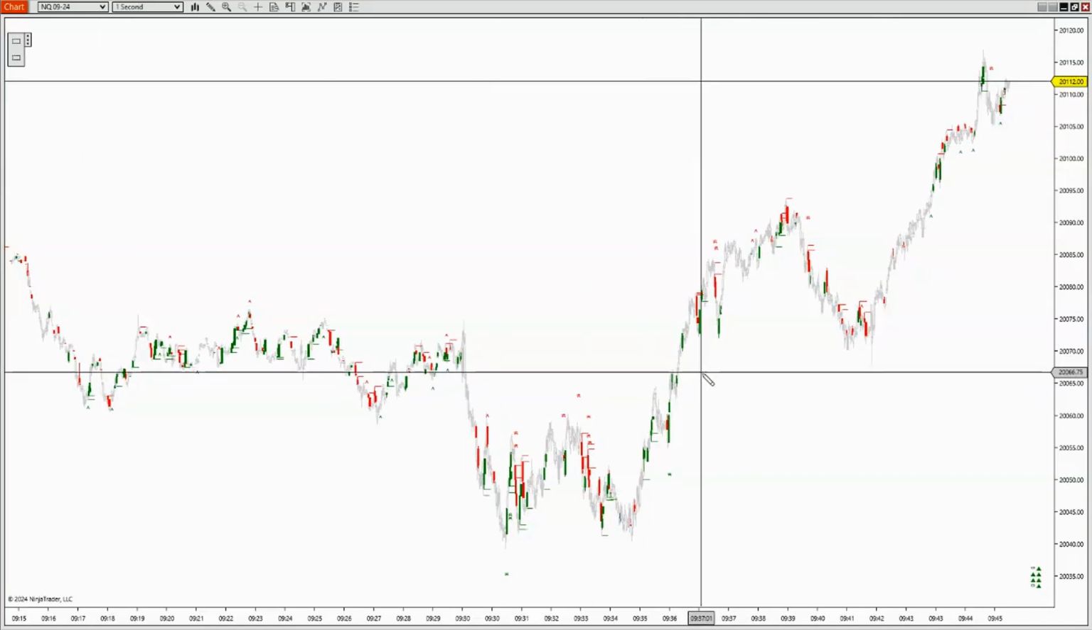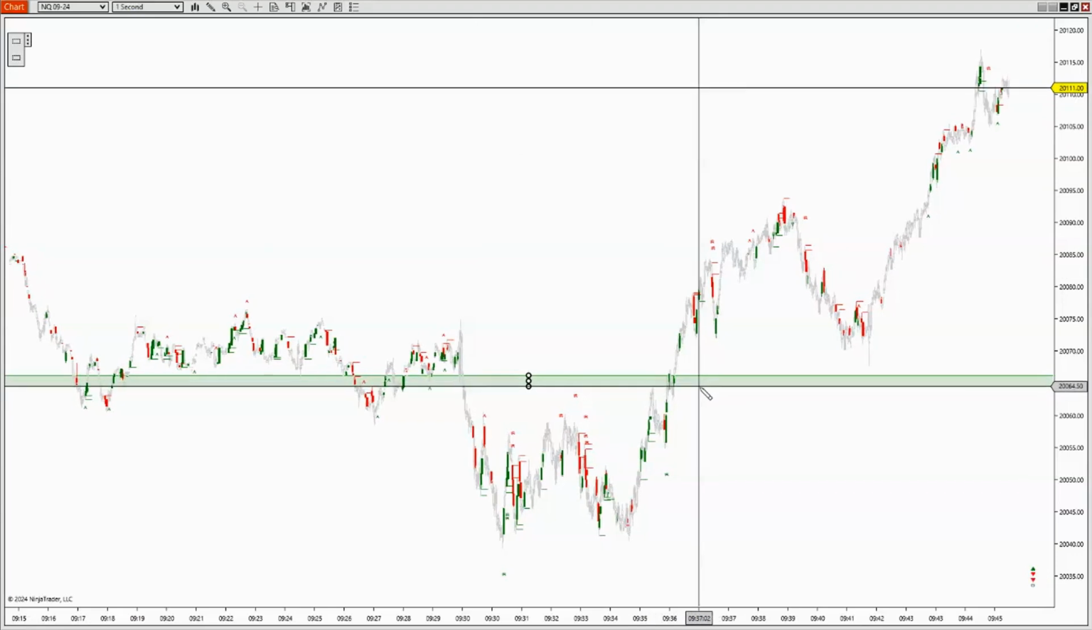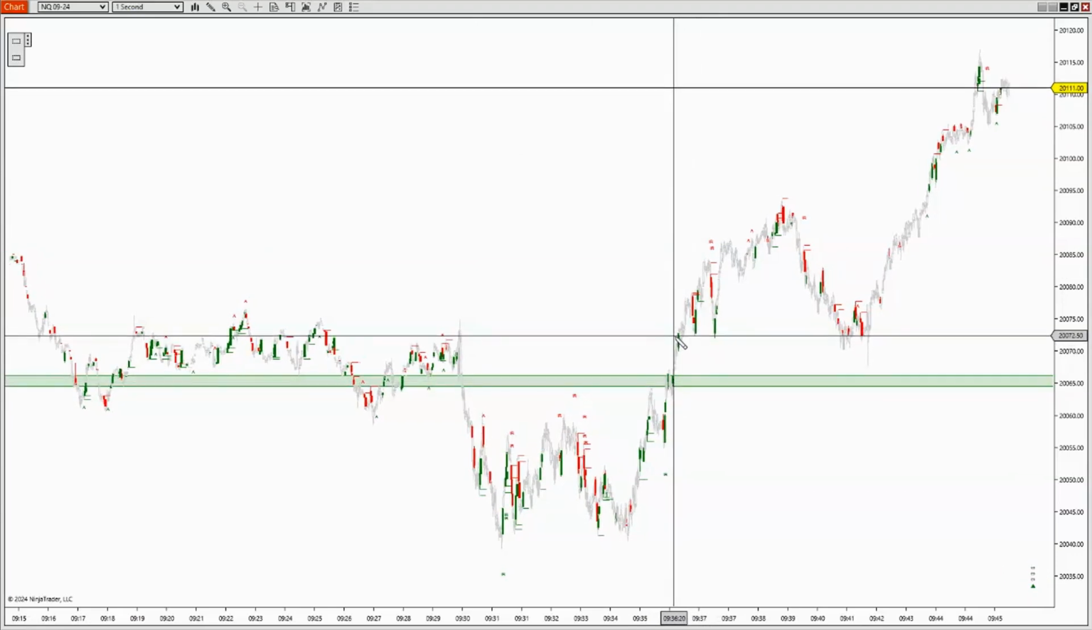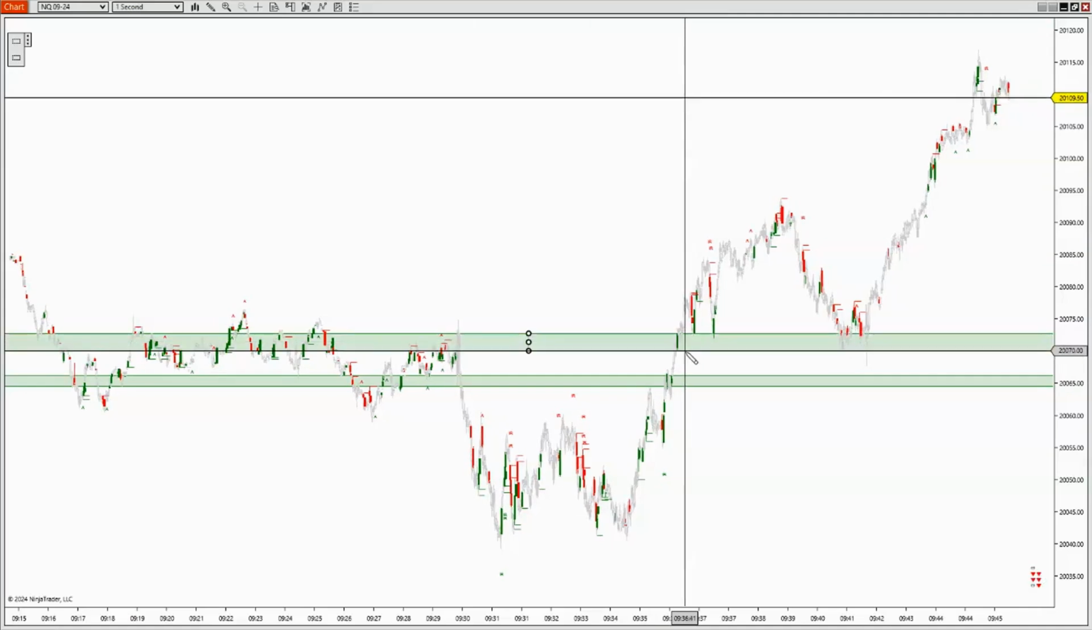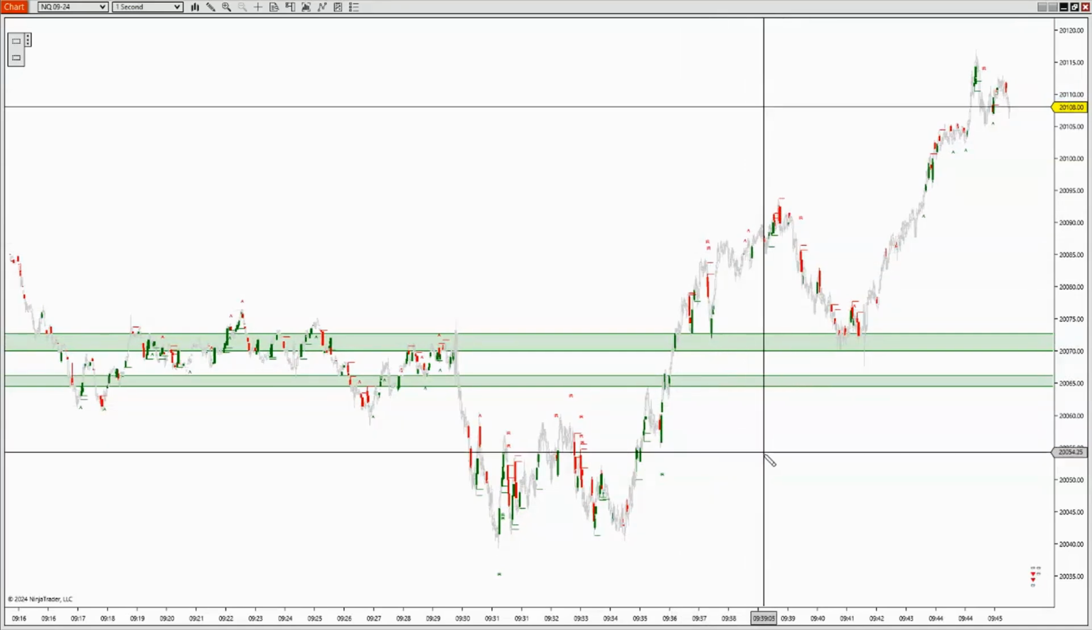Let me just throw this here so you can see it. They had that little area right here. Okay, so they had that here. They did utilize this one as well. And again, this is your 1 second trying to provide you this information on a 1 second chart.